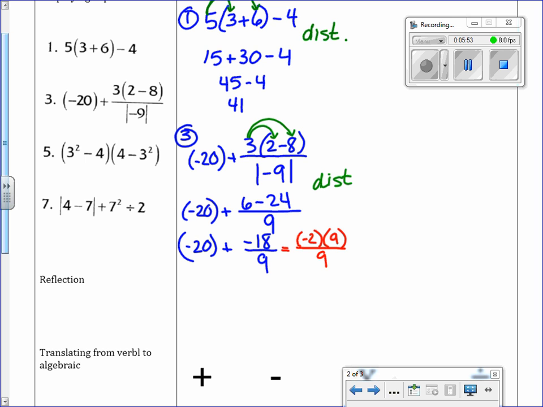So 9 divided by 9, we're actually using the inverse property of multiplication. The inverse property of multiplication, or the multiplicative inverse. And I end up just with the negative 2. Some of us go ahead and just do negative 18 divided by 9. We end up with negative 2, and we see it. But I want us to also see what property is being used in this as well. So I end up with negative 20 plus negative 2, and our answer is negative 22.